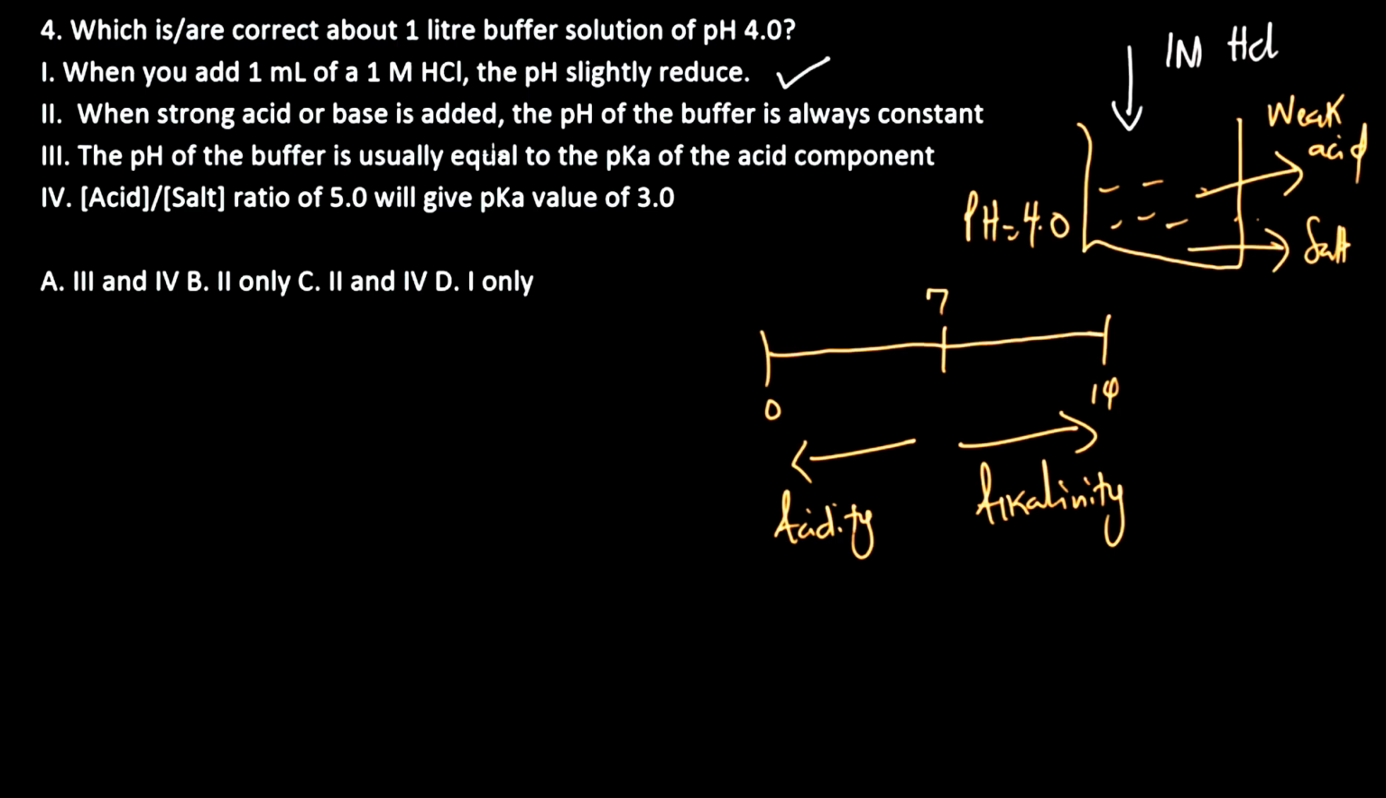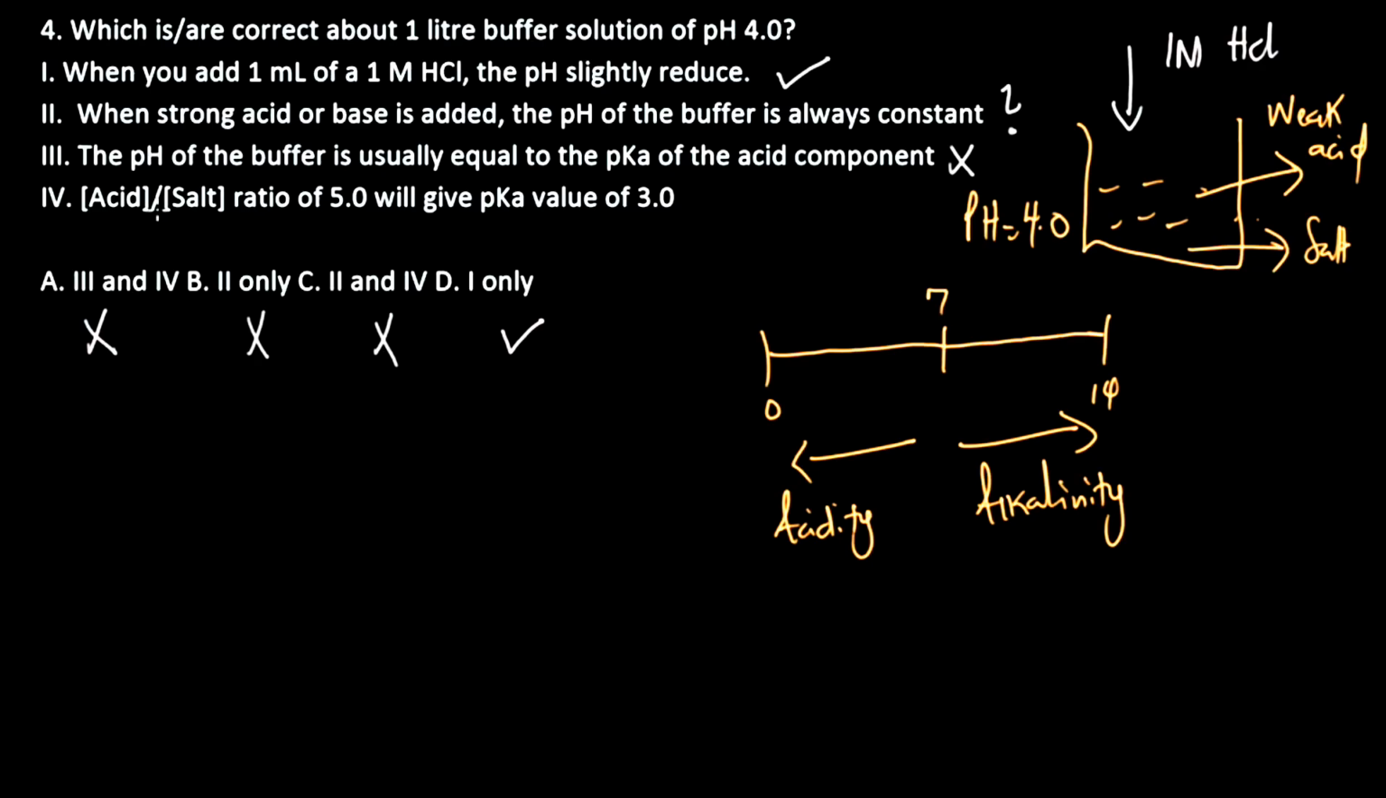So let's see the next one. When strong acid or base is added, the pH of the buffer is always constant. Is this true? We are not so sure. We already said that option 1 is correct. So look at the options here. This one does not have 1, so it should be out. B should be out. This one should be out. So this should be the correct answer. But let's find out. When a strong acid or base is added, the pH of the buffer is never always constant, actually. The pH of the buffer is usually equal to the pKa of the acid component. This is wrong.